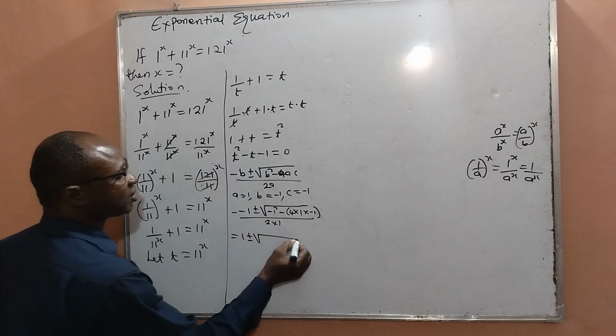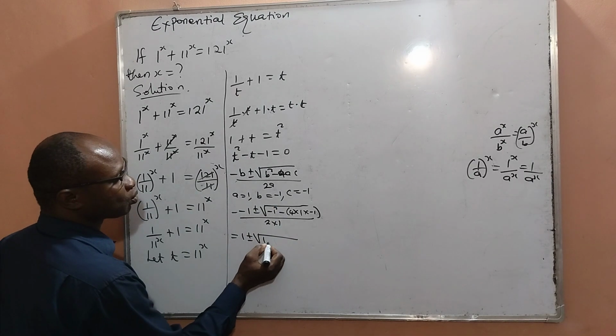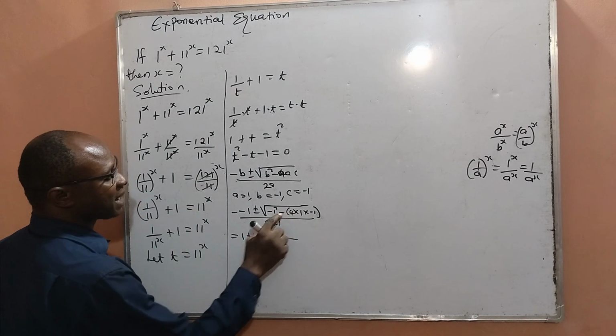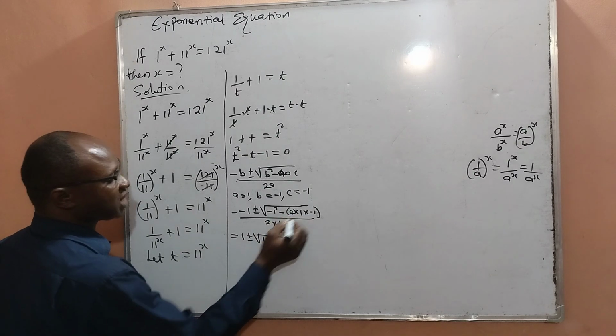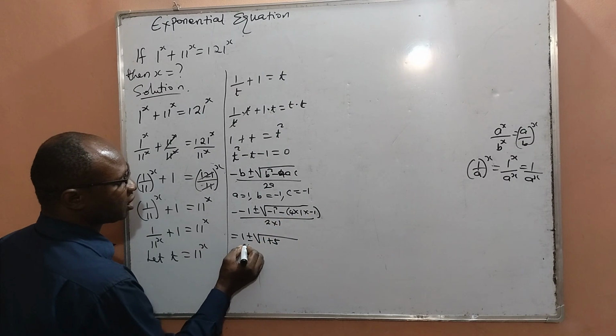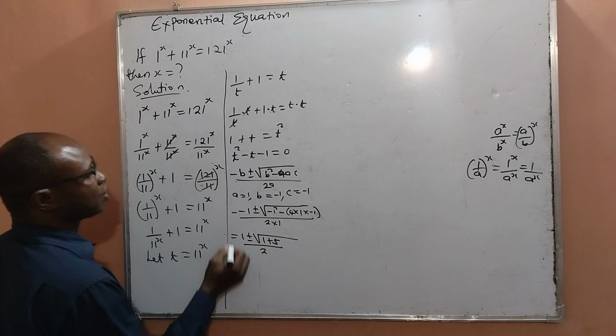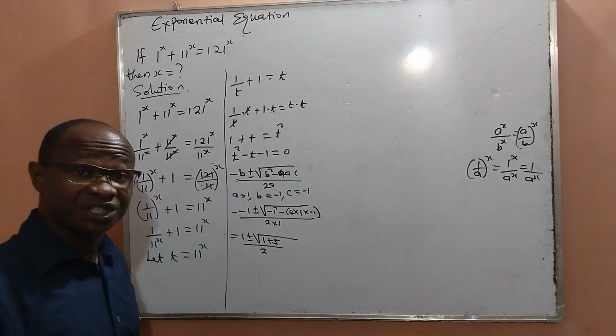So this is going to give me minus minus is plus. I will now have plus or minus the square root of negative 1 squared, which is 1. Minus multiplied by minus will give me plus. So 4 times 1 times 1 will give me 5, all over 2. Remember we are looking for the value of t here.